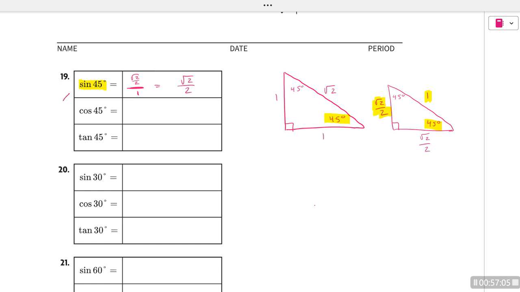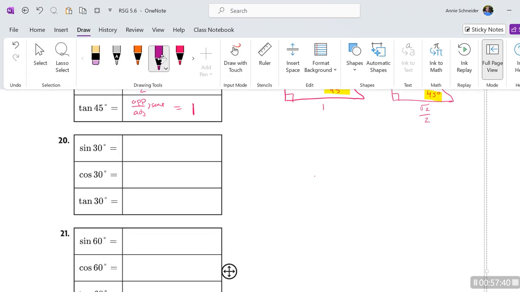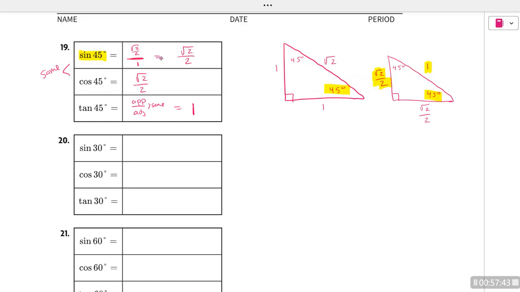The nice thing about cosine is that these are the same since it's an isosceles triangle. So I can go ahead and say square root 2 over 2 there. Tangent, it doesn't really matter which triangle we look at. If I look at the opposite and the adjacent sides in this triangle, they're 1 over 1 or square root 2 over square root 2, since opposite over adjacent are the same. We're really just getting a 1, no matter how we look at it. So there's our 45, 45, 90. So let's draw our 30, 60 triangle next.